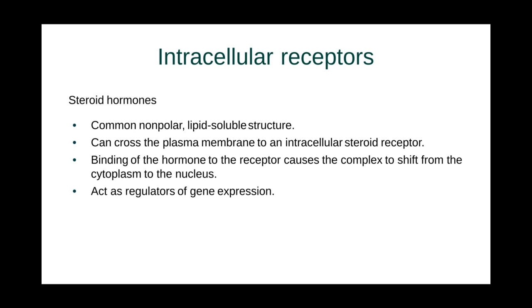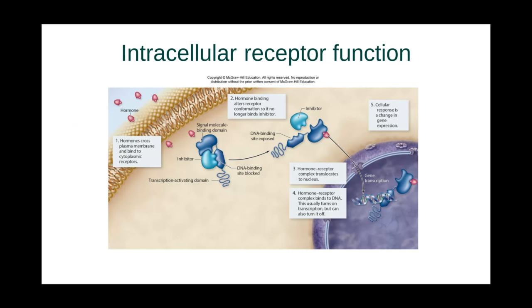And what ends up happening is these hormones bind to the intracellular receptors, causing this complex to shift from being in the cytoplasm to the nucleus. And hormones, what they typically do, they could do a couple things, but the most common thing they do is act as a regulator of gene expression. So let's just look at a sort of conceptual diagram here.